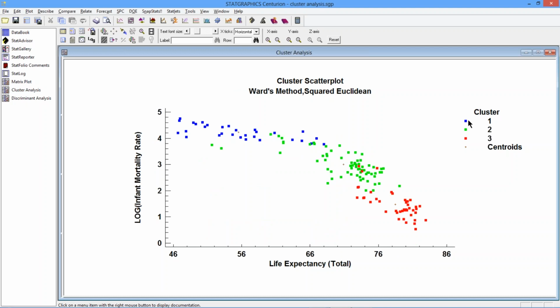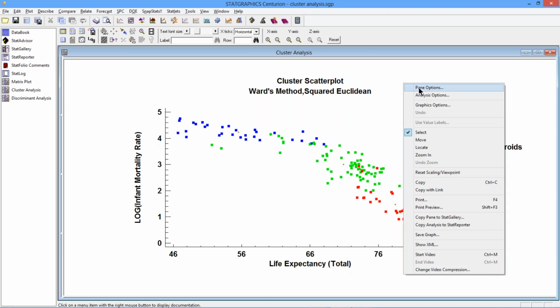Oh, incidentally, it's plotting 3 colors for the 3 clusters. Then there's a little plus sign at the centroid of each of the groups. The centroid is the location of the means for that particular group. So here's the centroid for the red group, here's the centroid for the green group, and here's the centroid for the blue group.